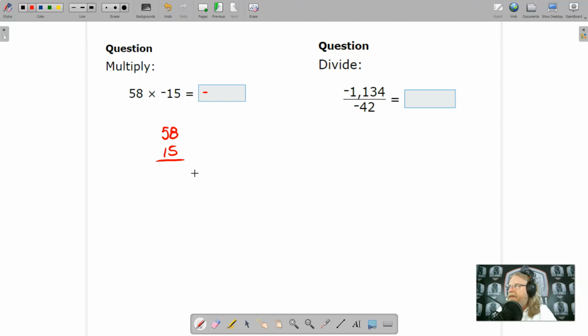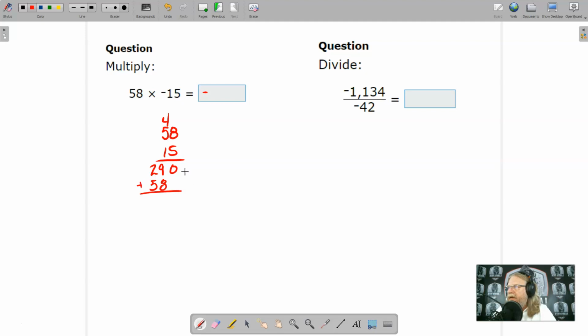And, yeah, I could. I'll go ahead and do it this way. I'm thinking of another way of doing it, but we'll go ahead and do this. So 5 times 8 is 40. Carry the 4. And 5 times 5 is 25, plus 4 is 29. And 1 times 8 is 8, and 1 times 5 is 5.